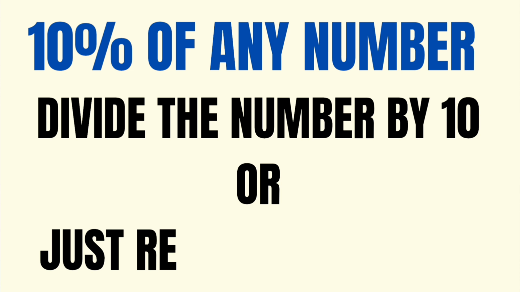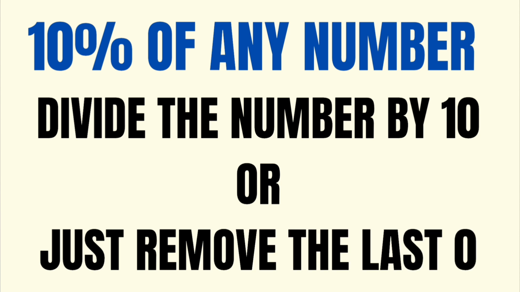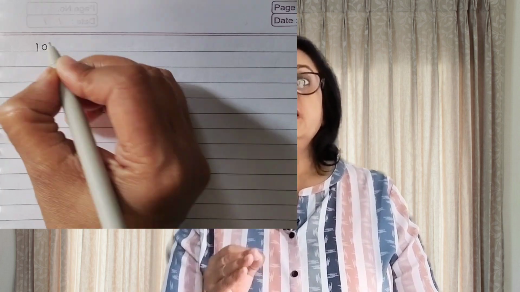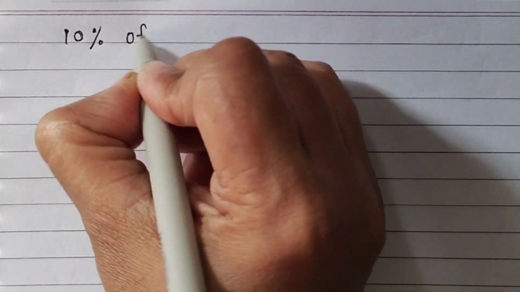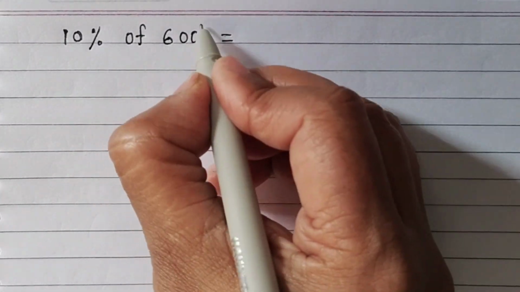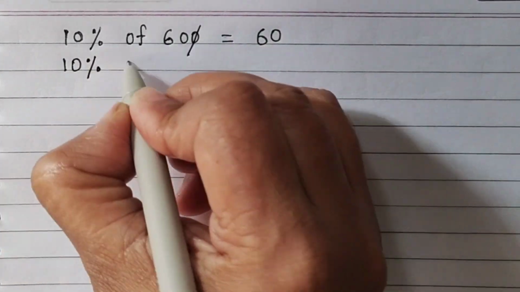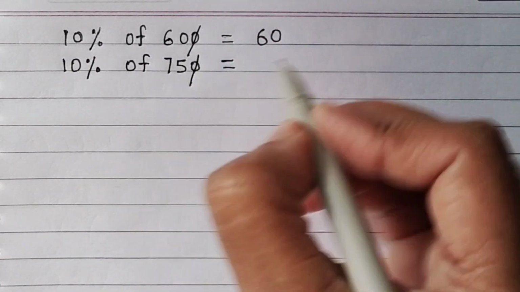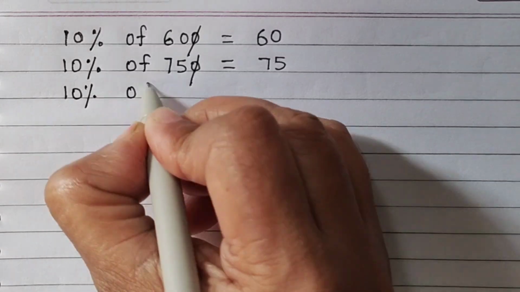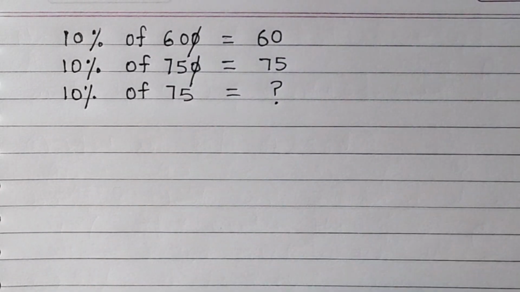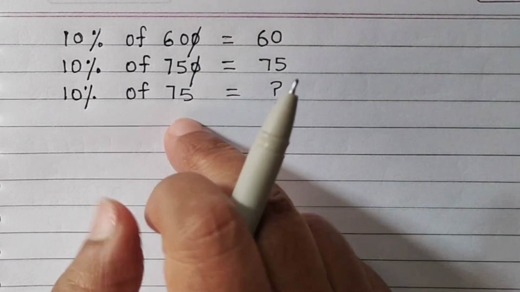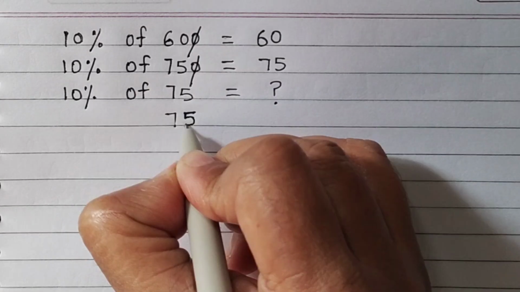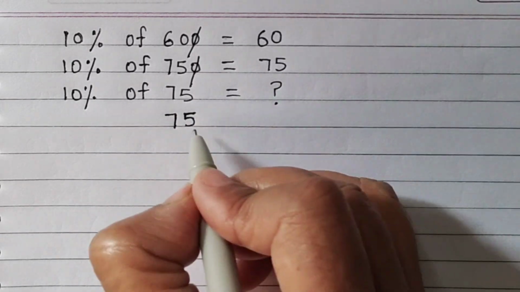First of all, 10%. To find 10% of any number, just divide that number by 10 or just remove the last zero. That's it. For example, 10% of 600 is 60. Just remove the last zero. 10% of 750 is 75. 10% of 75. Now there is no zero. So what can we do? Just place a decimal before the last digit.